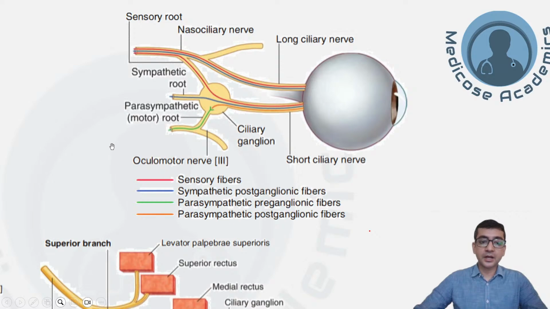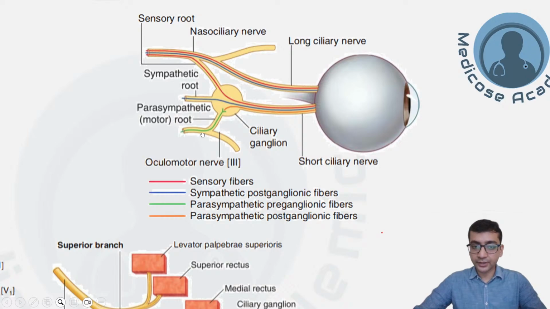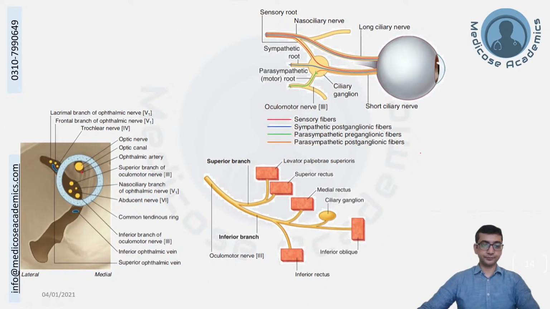The parasympathetic fibers are running with the oculomotor nerve through the inferior division. They relay here. They synapse with the postsynaptic ganglion cells here, and from there the orange fibers show the postsynaptic fibers. They go into the eye and they will supply the ciliary muscles and the constrictor pupillary muscles. And the sensory fibers are coming from the nasociliary nerve, go through without synapsing, go through the short ciliary nerves and supply the sensory structures of the eye along with the long ciliary nerves.